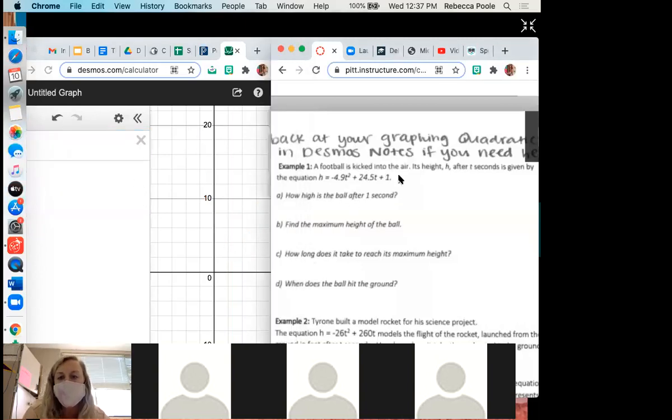It says a football is kicked into the air. Its height is given by this equation right here. So I'm going to underline it for y'all. Where can we go put this quadratic equation? Into Desmos. Now listen to me very carefully. Desmos graphs on a coordinate plane. What variables do we use on a coordinate plane? X and Y. You can't go put H's and T's into Desmos.